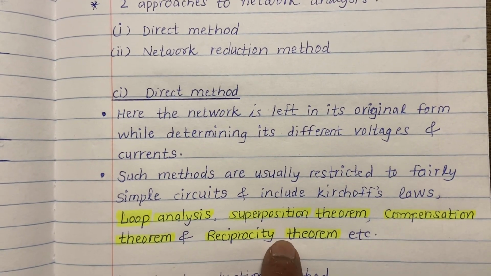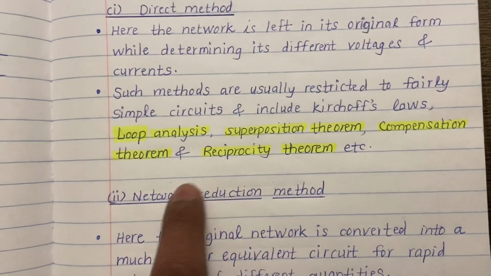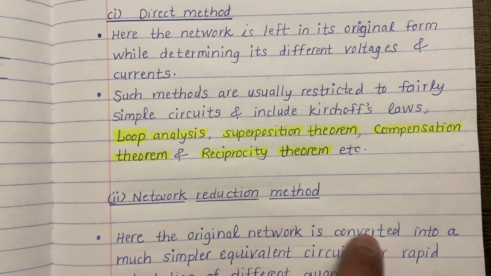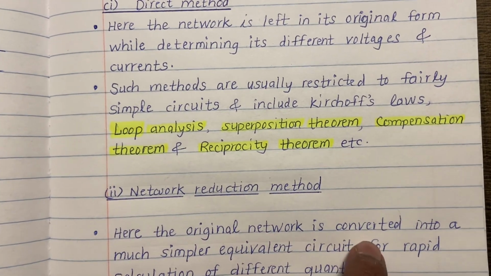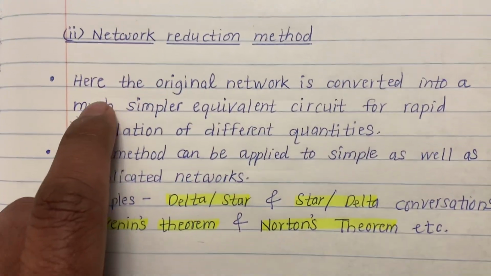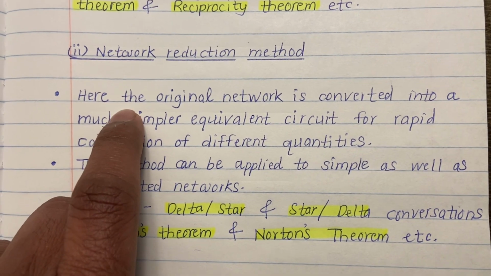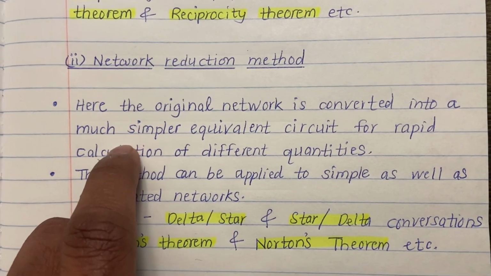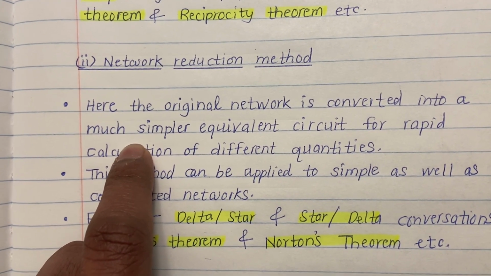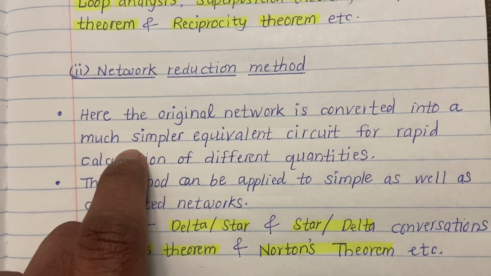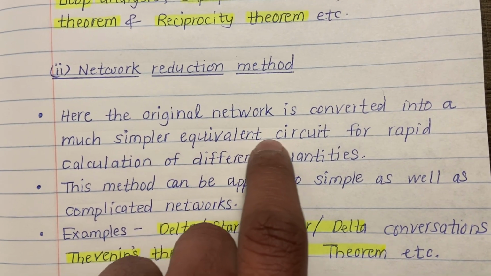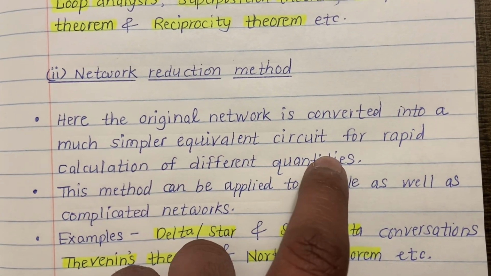If you understood what direct methods are, let's go to the network reduction methods. As the name says, here the original network is converted into a much simpler equivalent circuit for rapid calculation of different quantities. So basically, whatever network we get, we modify it. Why do we modify it? Because we need simplicity for the calculation and for the understanding of the circuit. So here we convert the original network into a much simpler equivalent circuit for rapid calculation of different quantities.